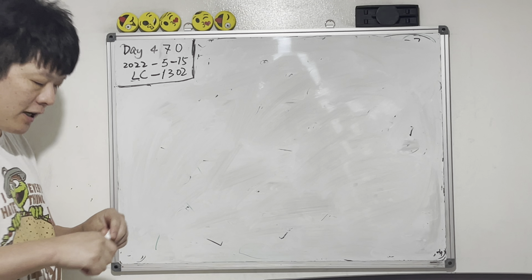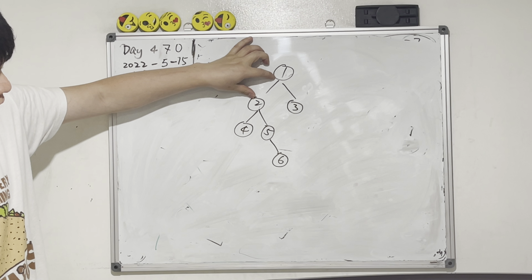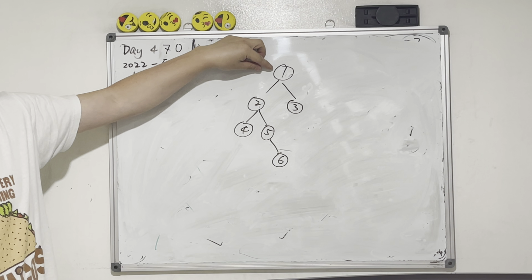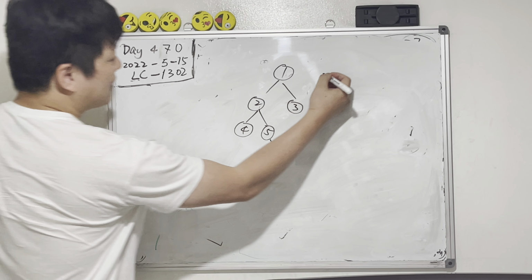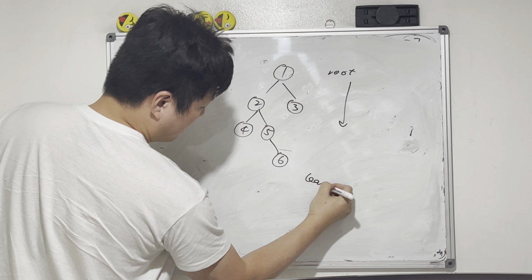Okay, so let's look at this binary tree again. What's a binary tree? A binary tree is a tree with numbers. An upside down tree. The root, the trunk, the leaves. The leaves do not have any children. The root does not have any parents. If you look at it upside down, this is the root, and this is the leaves.